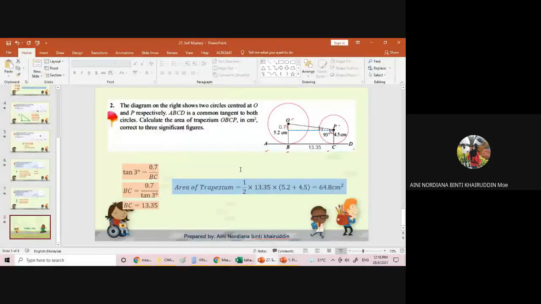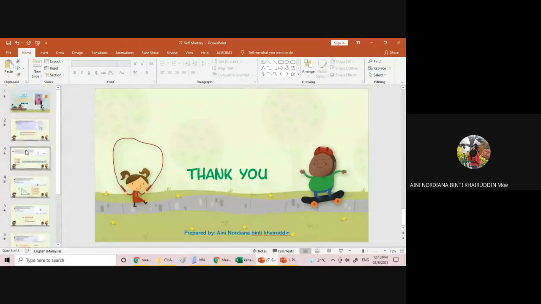So kita dah habis dah chapter 6. I really hope that you can answer all of the questions in this chapter. You ingat semua properties yang mula-mula kita belajar tu. Ada banyak, angle at circumference, angle at center. Then ada cyclic quadrilateral, lepas tu tangent. So kena ingat semua ya.